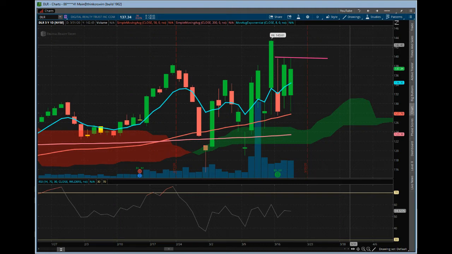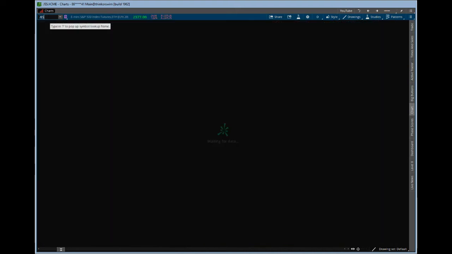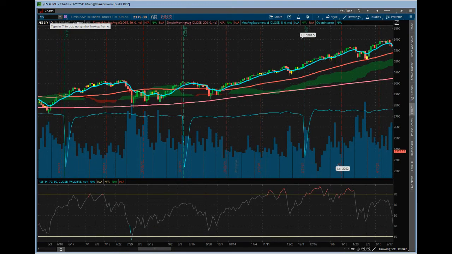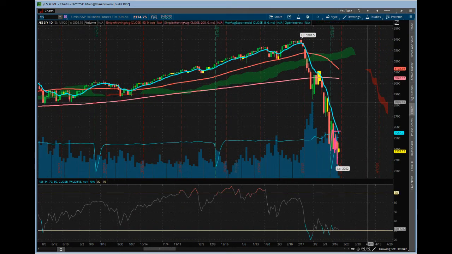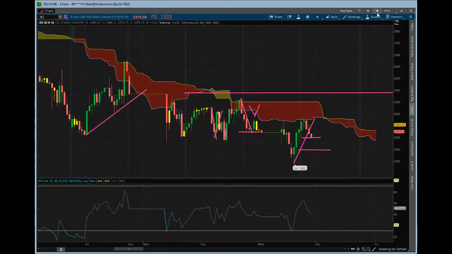Hey, did ES on hourly get rejected at the upper trend line on the hourly? Let's take a look. So ES is now down 24 points, guys, but who knows? It could be up 50 later. So all over the place. But let's take a look. So yeah, let's go to the hourly chart here.